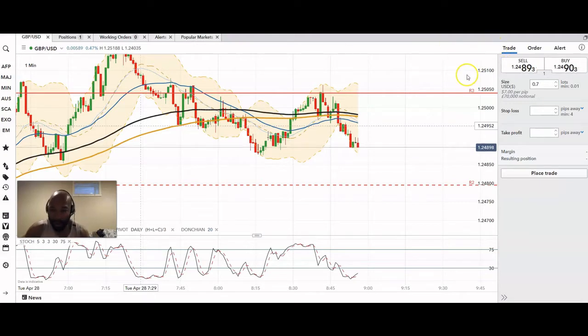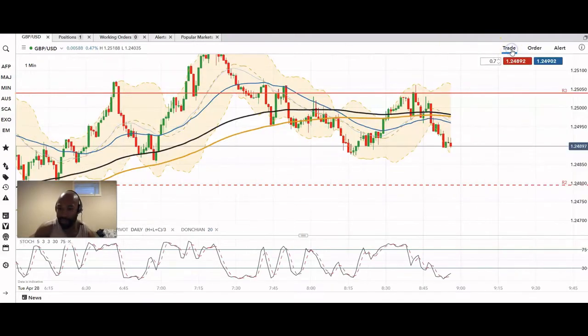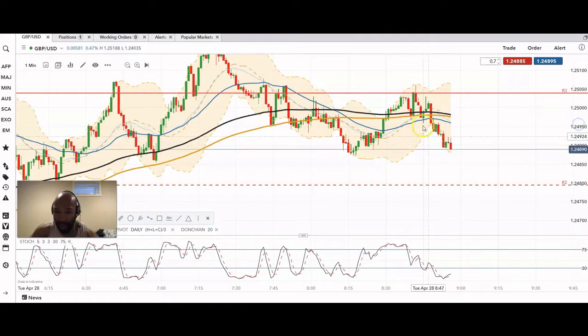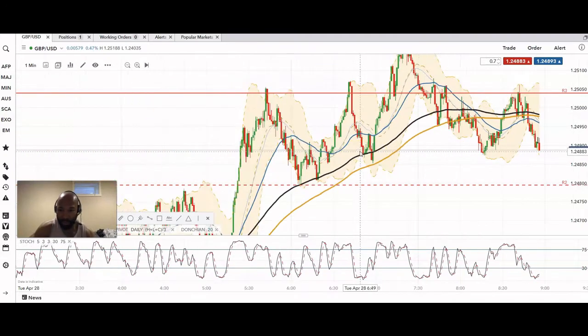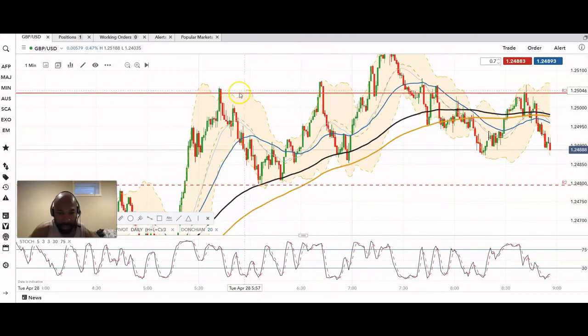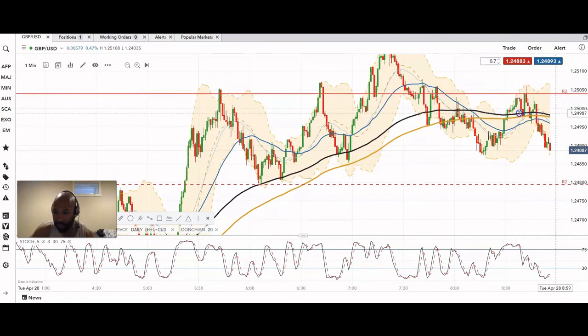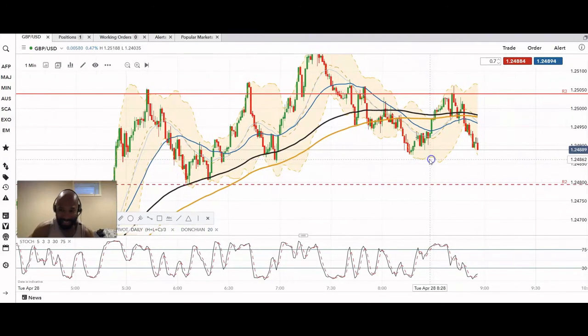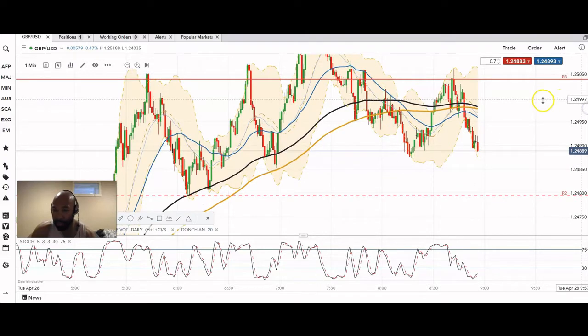Right now we are already in the sell position. We have entered somewhere here, I believe, and the reason is we've hit a major resistance line, as one of our indicators indicated.